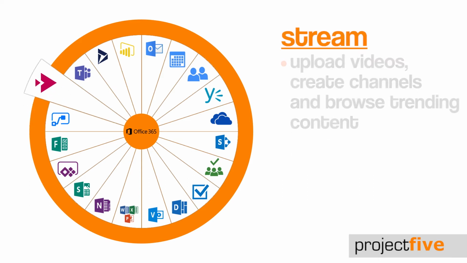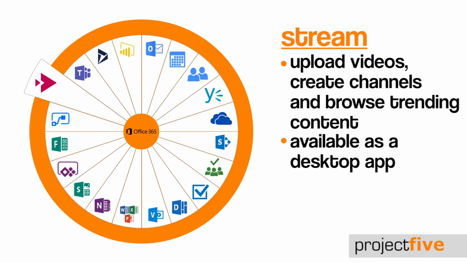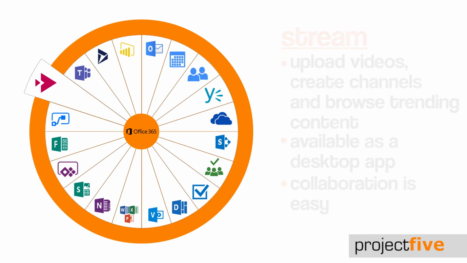You can use Stream to upload videos, create channels, and browse trending content within your organisation. The difference between Stream and video is that Stream is available as a desktop application for businesses, regardless of whether or not they have Office 365. Stream makes collaboration within your team easy. It's simple to upload, share, and view videos inside other Office 365 apps, which means that you don't even need to change your way of working. You can also follow useful channels. This is a good way of keeping up with the latest industry trends and building your Stream community.